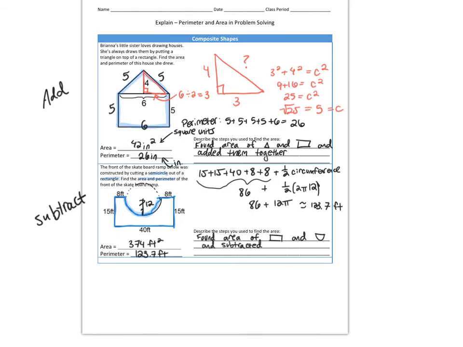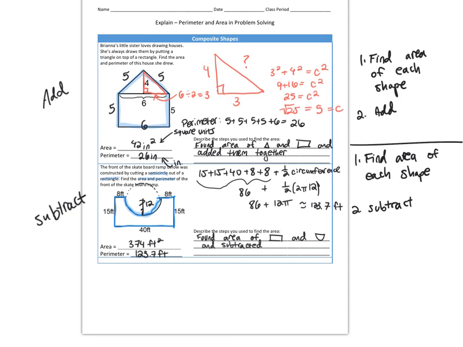So finding the perimeter is just about adding up all of the sides around the outside of a shape. And finding the area of a composite shape can be done in two ways. Sometimes we use addition and sometimes we use subtraction. But either way, we find out by finding the area of each shape and then either adding or subtracting depending on the context of the problem.